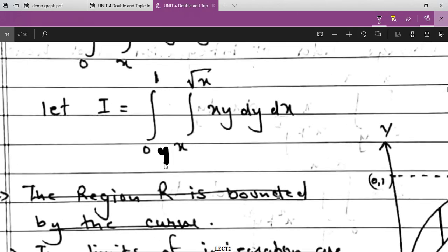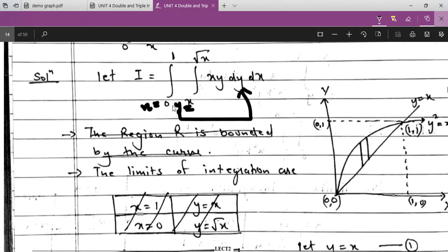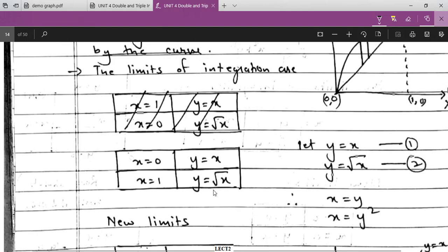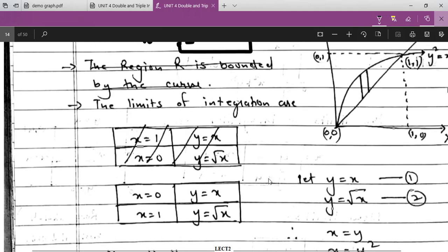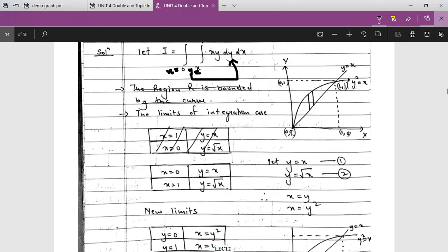This is in terms of y, and this is in terms of x, so x and dy. So what I'll do is, I will first see the limits of integration. Here x is from 0 to 1, and y is from x to square root of x. Now see here, y is equal to x is nothing but a straight line, right? And y square is equal to x is a curve, right? Now I need to find this point of intersection too, and x is ranging from 0 to 1.